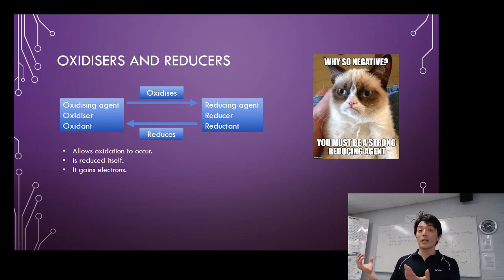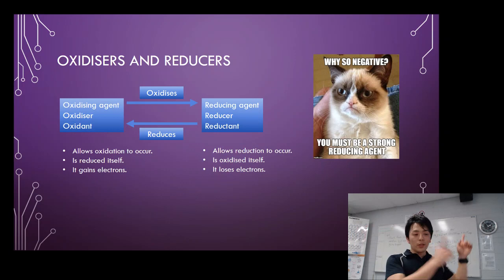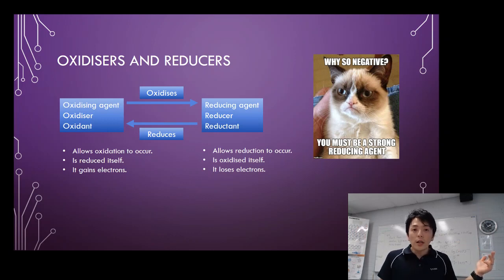What do oxidizing agents do? They allow oxidation to occur. It is reduced itself, and it gains electrons. Gain of electrons is a reduction. On the other hand, reducing agents allow the reduction to occur. It is oxidized itself and it loses electrons. Loss of electrons is oxidation, OIL RIG.